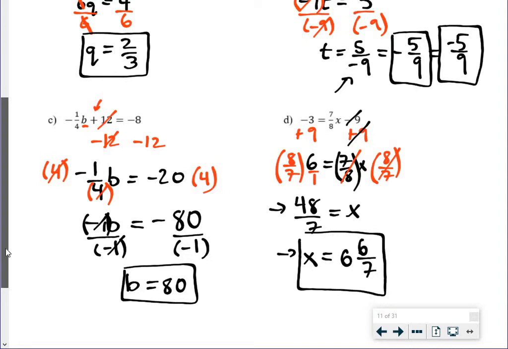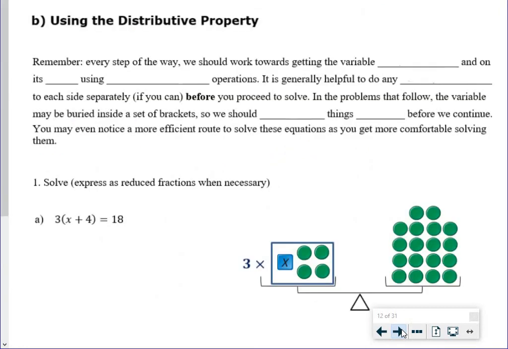Alright, now we're going to move on to a few questions involving the distributive property. So just to recap, remember, every step of the way we should work toward getting the variable upstairs, in the numerator and on its own, using opposite operations. It is generally helpful to do any simplifications first to each side, if you can, before you proceed to solve.